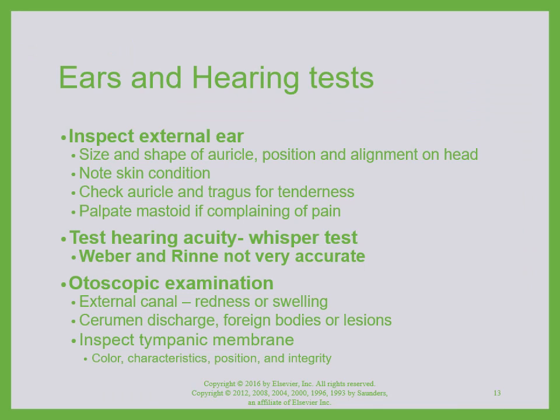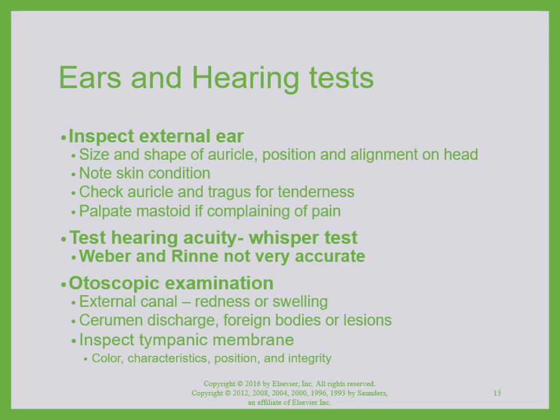For the ears, you start by looking at the external ears. Note the size and shape of the auricle, the position and alignment on the head. So the auricle is also the pinna. Note the skin condition. Is there any like crusts or flakes, any weeping or discharge? Check the auricle and the tragus for tenderness. Palpate the mastoid if they're complaining of pain, because ear infections can lead to mastoiditis, which can then become meningitis.